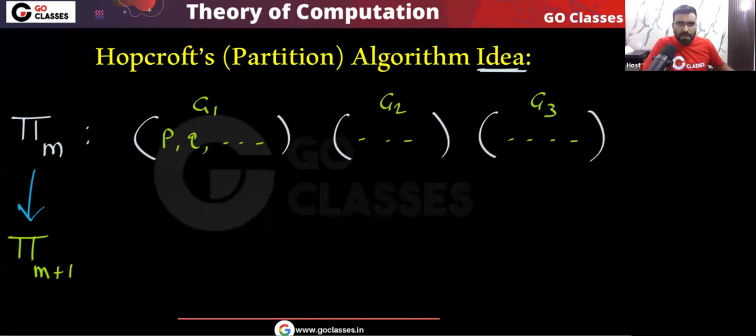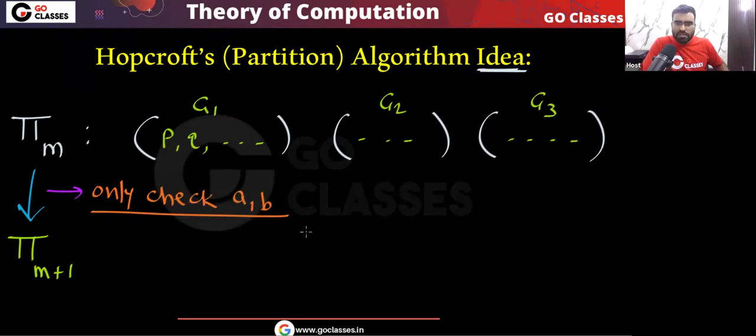And if you want to go from pi m to pi m plus 1, let me tell you, you will only check the alphabet symbols. Okay, if you want to go from pi m to pi m plus 1, you only check the alphabet symbols, meaning only check a comma b. Is this clear? We will only check the alphabet symbols a and b.